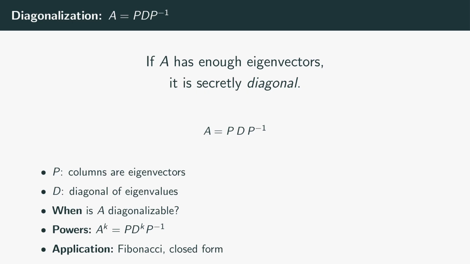The central fact is this. If a matrix has enough independent eigenvectors to fill the whole space, then it is secretly a diagonal matrix wearing a disguise. We can write A as P times D times P inverse, where the columns of P are the eigenvectors and D is a diagonal matrix holding the eigenvalues. We will see exactly when this is possible, why it makes powers of a matrix almost free to compute, and how it hands us a closed-form formula for the Fibonacci numbers. This is the episode where eigenvalues start earning their keep.